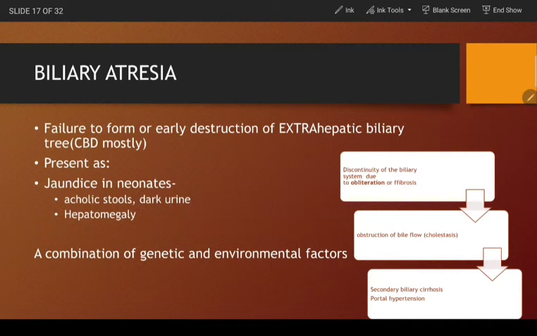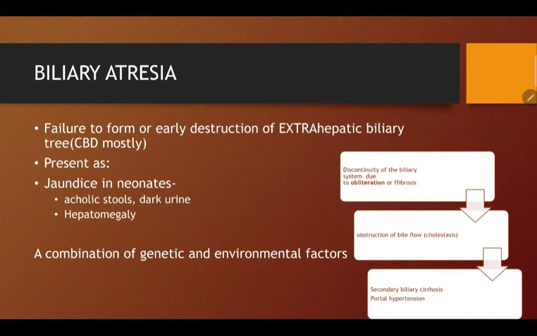In this case, the bile duct. It's the absence or the early destruction of the extrahepatic biliary tree, most commonly the common bile duct. And it usually happens either because of an autoimmune issue or because the child is born that way. And so it presents as jaundice in neonates within the first 2 months. All right. And so it presents as acolic stool, dark urine.